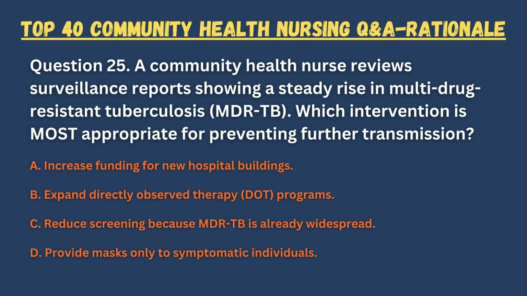Question 25. A community health nurse reviews surveillance reports showing a steady rise in multi-drug-resistant tuberculosis, MDR-TB. Which intervention is most appropriate for preventing further transmission? A. Increase funding for new hospital buildings. B. Expand directly observed therapy (DOT) programs. C. Reduce screening because MDR-TB is already widespread. D. Provide masks only to symptomatic individuals.